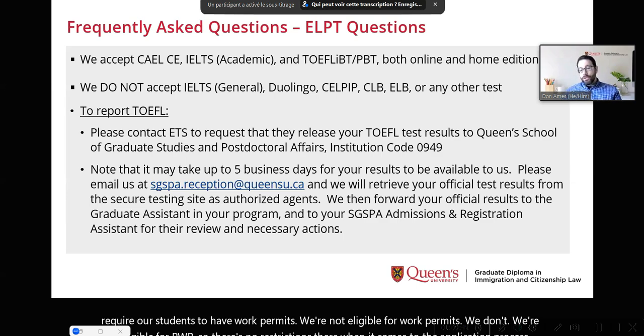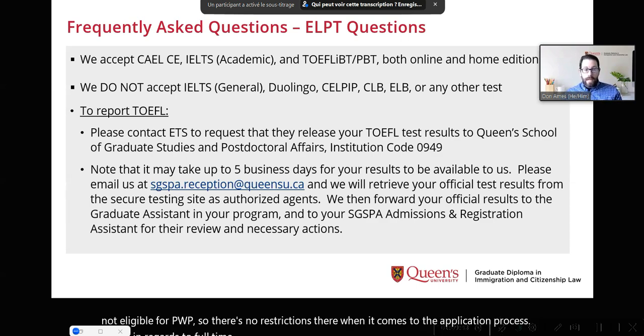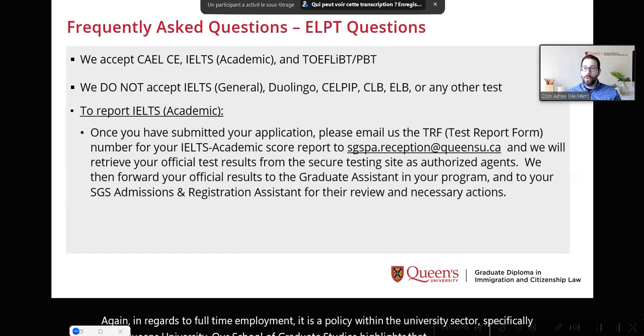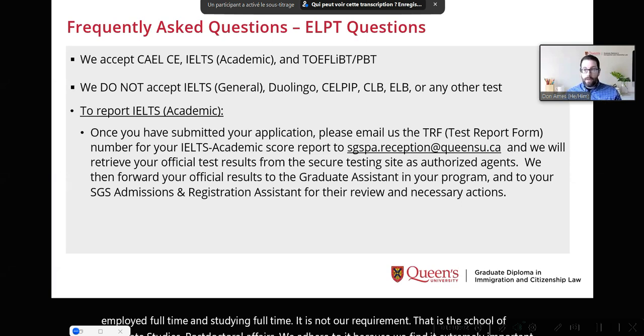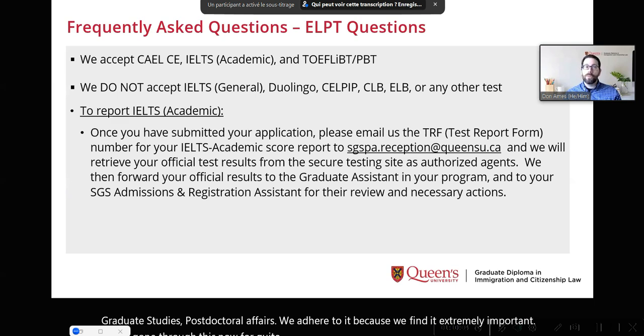Again, in regards to full-time employment, it is a policy within the university sector. Specifically with Queen's University, our School of Graduate Studies highlights that you cannot be employed full-time and studying full-time. It is not our requirement. That is the School of Graduate Studies and Postdoctoral Affairs. We adhere to it because we find it extremely important. We've gone through this now for quite a few terms. We understand the commitment that must be made by students with this program.